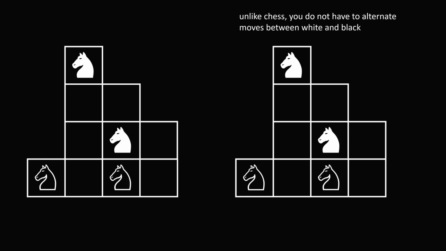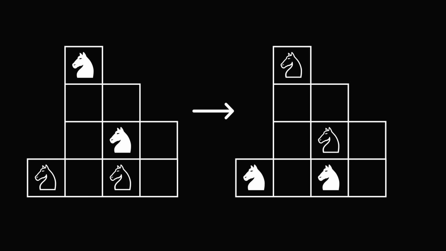So let's say you take the black knight and you move it up here. In a regular game of chess, you would have to alternate to a white knight. But in this puzzle, you are allowed to move that same piece again, or another black knight. So you could move this black knight to another position, and that would be a perfectly legal move. So the puzzle is, how do you swap the positions of the white and black knights?